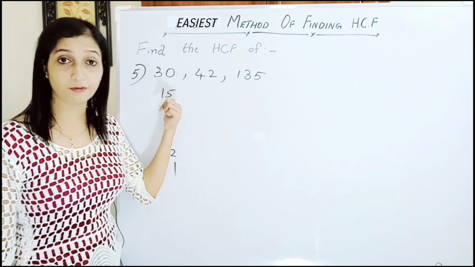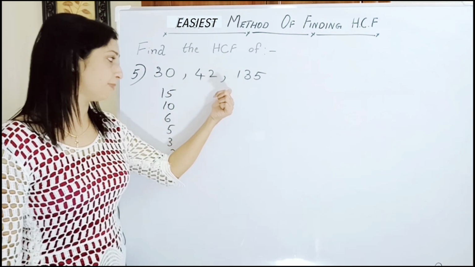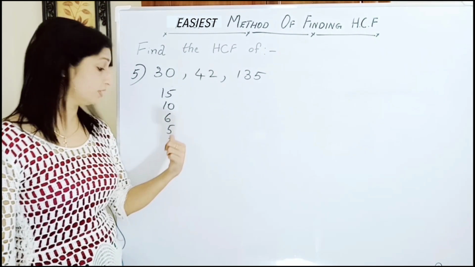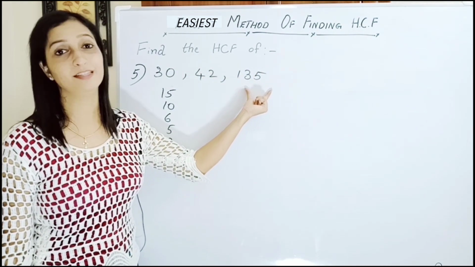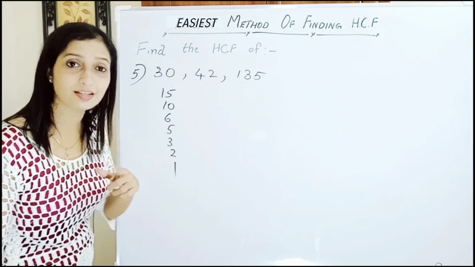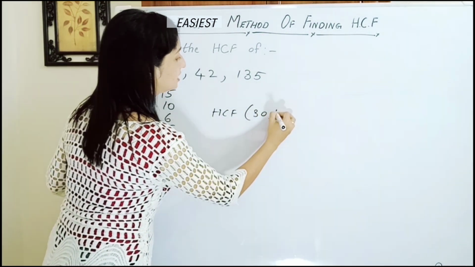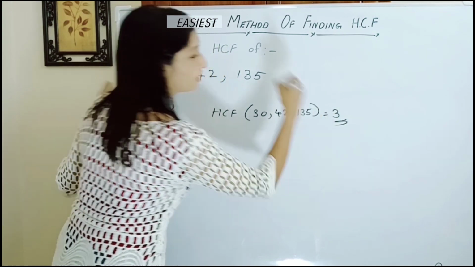So first let us take 15. Can this be divided exactly by 15? No. Can this be divided by 10? Again no. By 6? No. By 5? Again no. Then by 3? Yes, 42 and 135 are exactly divisible by 3. So what is the highest common factor here? Highest common factor of 30, 42 and 135 is 3.